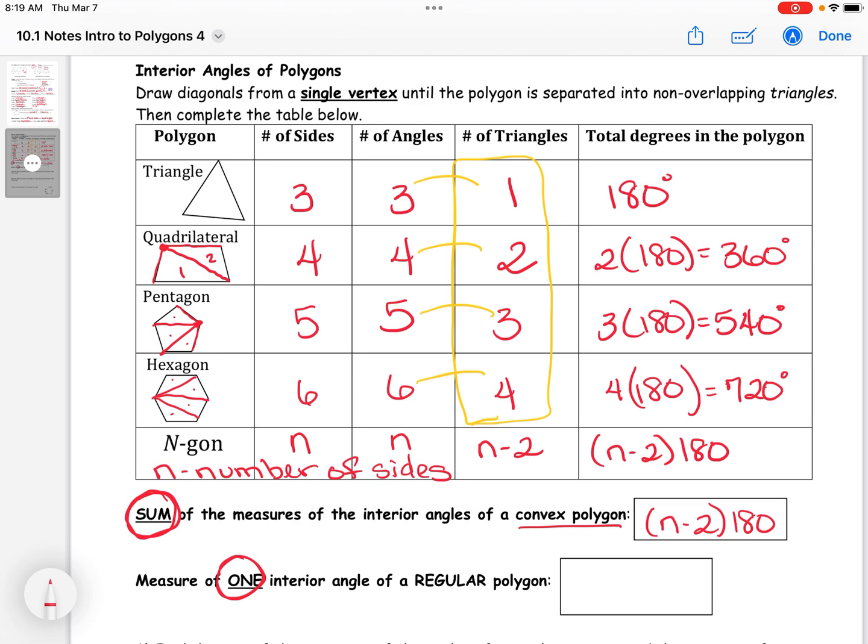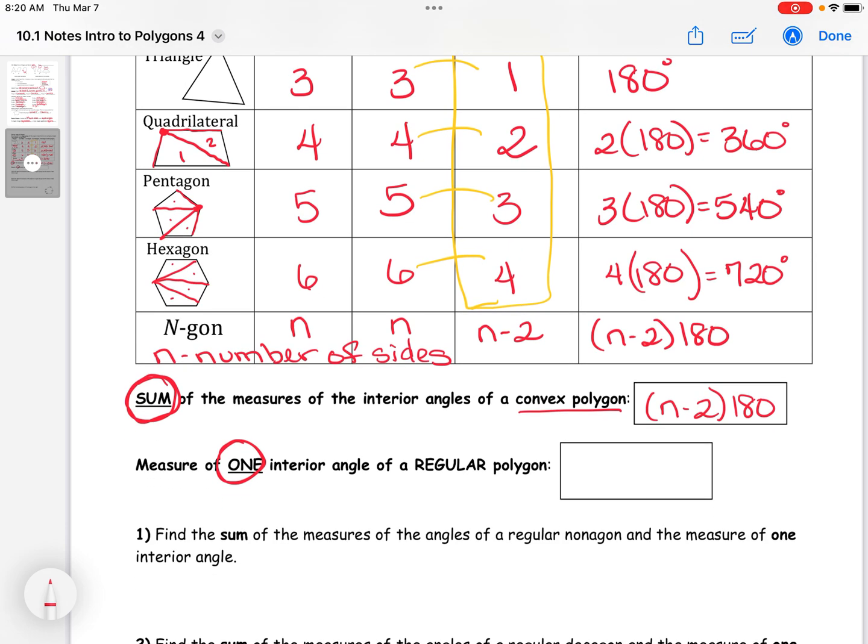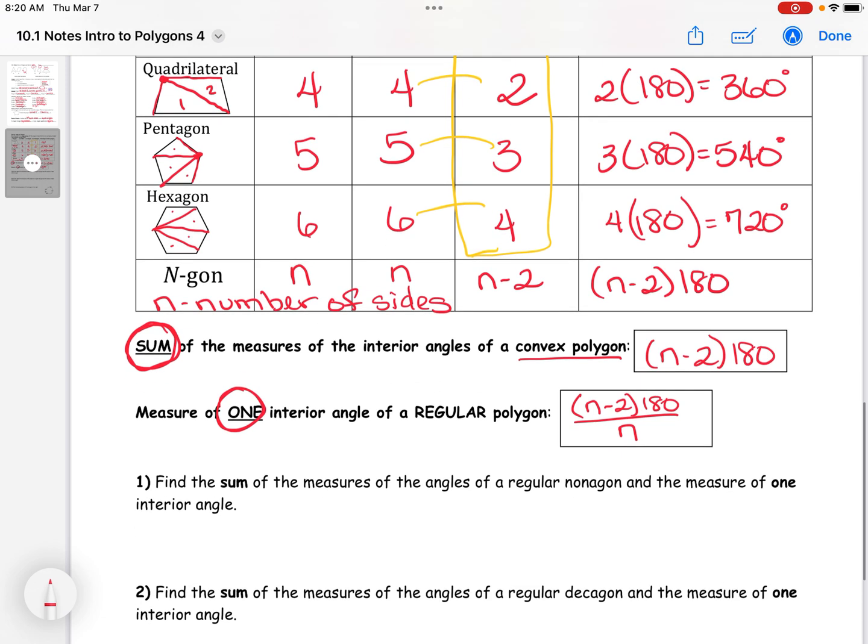And if I want one angle of all the angle measurements we just did, I'm going to take the total number of angles, and I'm going to divide by how many angles there are. And that should give me 1 angle. So let's see how we would use this. So we're going to find the sum and 1.